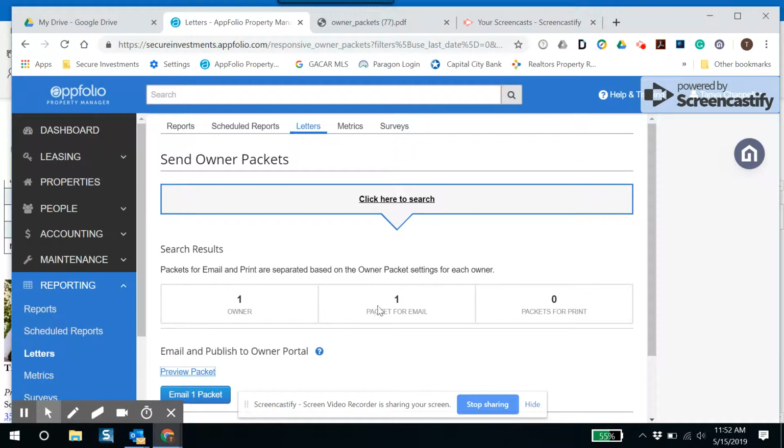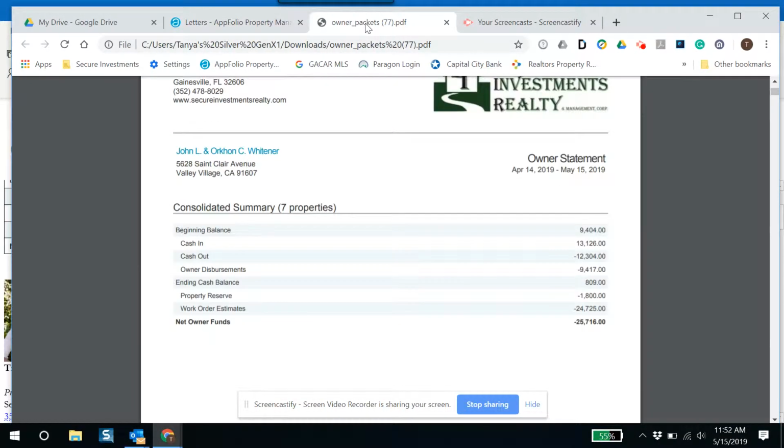Hey there. So I just wanted to show you this Whitener Consolidated Owner Statement. I went to Reports, hit Owner Statement, and consolidated it to Whitener under Owner, not under Property, and hit Preview Packet, and I got my packet.